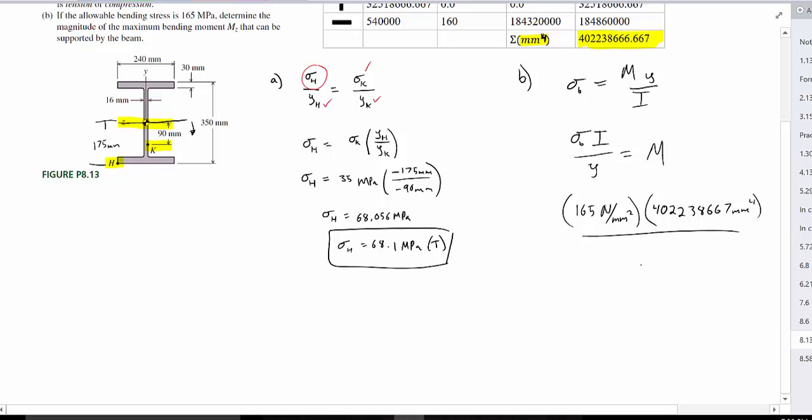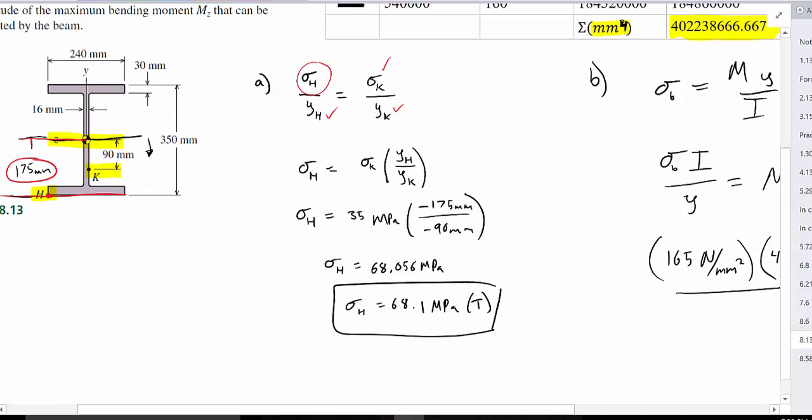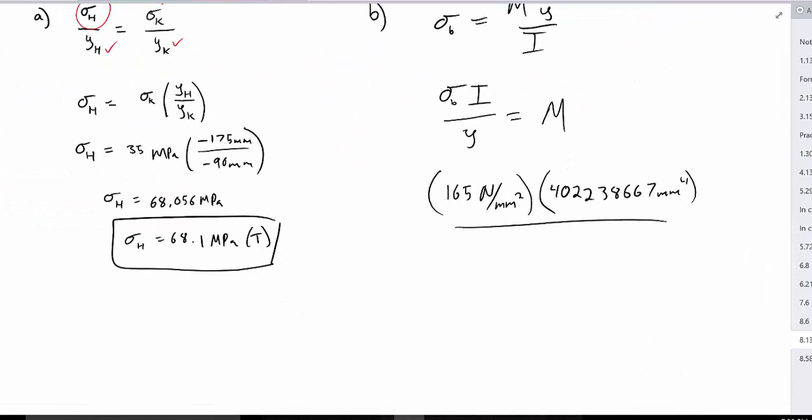What's our y value? Good question. We're going to pause for just a moment and reanalyze what our y value is. Our maximum bending stress occurs at the maximum distance away, which happens to be at point H. So the maximum distance from our neutral axis is 175 millimeters. So we plug in 175 millimeters, and this will equal our moment.